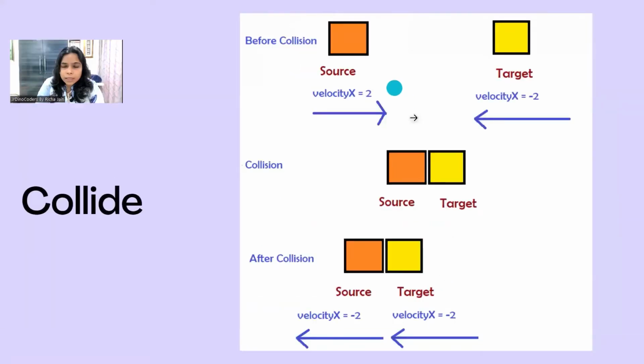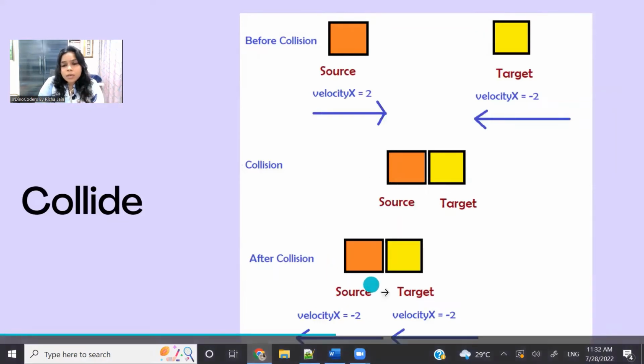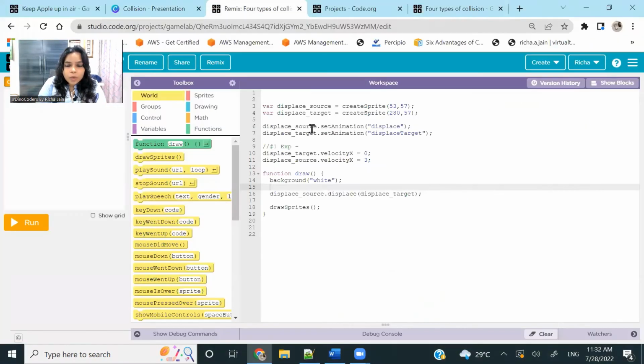It is something like this. I have a source and a target. The source is moving with a velocity x of 2, and the target is moving with a velocity x of -2. So basically, both of them are moving in opposite directions. Then only the collision will happen. After the collision, the target and the source have the same velocity, and the source takes the velocity of the target. So let's do this experiment. Let's go to the animation.